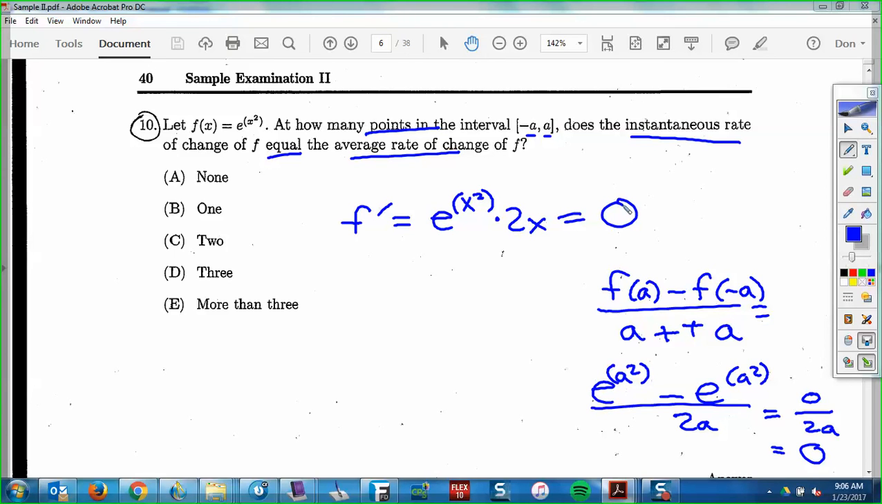Okay? But you have to understand that average rate of change is slope between 2 points. That's going to come up multiple times, I'll guarantee it, in the midterm. Average rate of change is slope between 2 points. Instantaneous rate of change is the derivative, right? So how do we solve this? We set each one of those equal to 0. This one's easy.